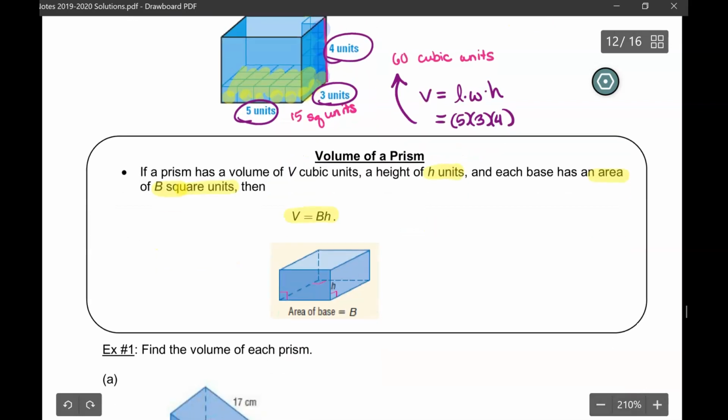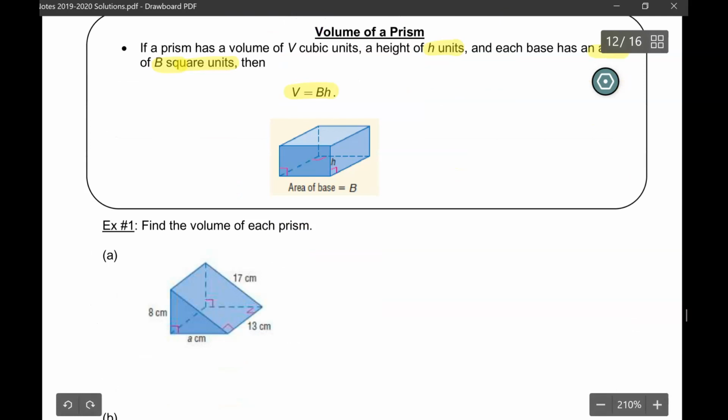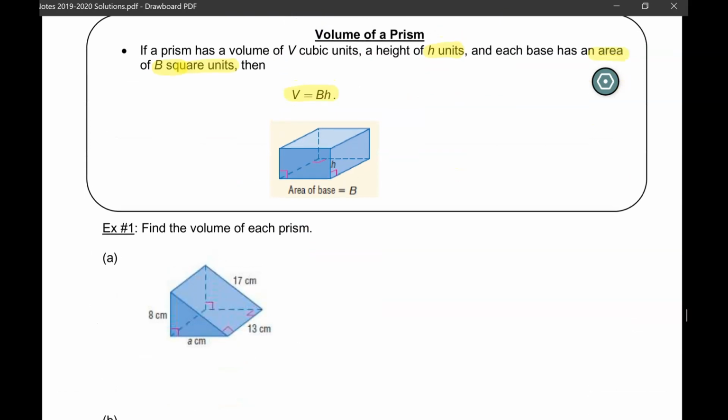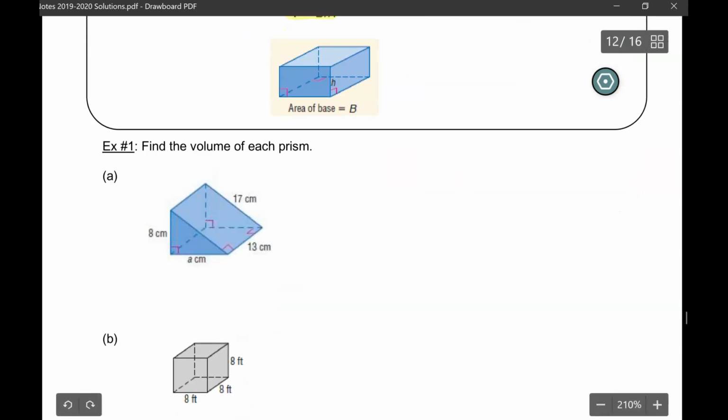Now, if it doesn't look like a box, you're really going to have to focus on what is the base. Find the area of that base. What is the height? And then multiply it together. So in this case, in a prism, you have to have 2 congruent bases that are parallel to each other, which means this is our base. That right triangle is our base.